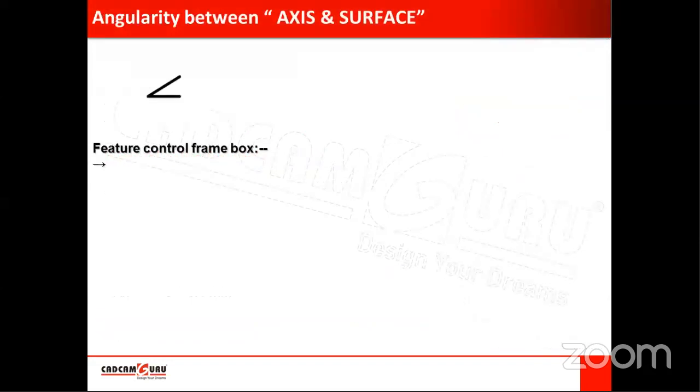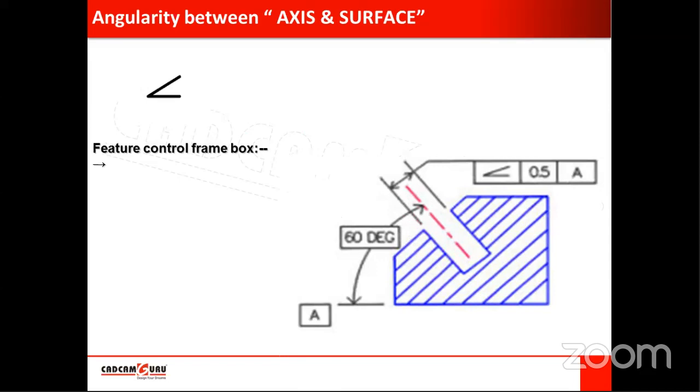Now, one last case we will discuss: angularity between axis and surface. Axis and surface. A very common example. So this is the axis, and we are expecting its angularity with the base surface. Okay. So this is the angularity symbol, the permissible deviation, and the datum. Right.